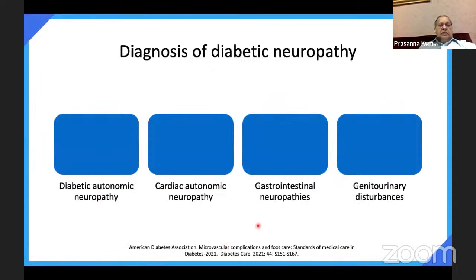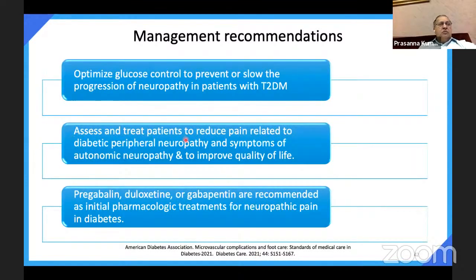So how to diagnose? The various things. One is diabetic autonomic neuropathy: beat to beat variation, variable RR interval, then cardiac autonomic neuropathy, gastroneuropathy, where the patient has bloating, regurgitation and all, and genitourinary disturbances, difficulty in passing urine, retention. So all these things contribute to diabetic autonomic neuropathy, cardiac autonomic neuropathy, gastroparesis, and genitourinary disturbances. So how to control it? Good diabetes control, assess and treat, and reduce the patient's pain with neuropathy.